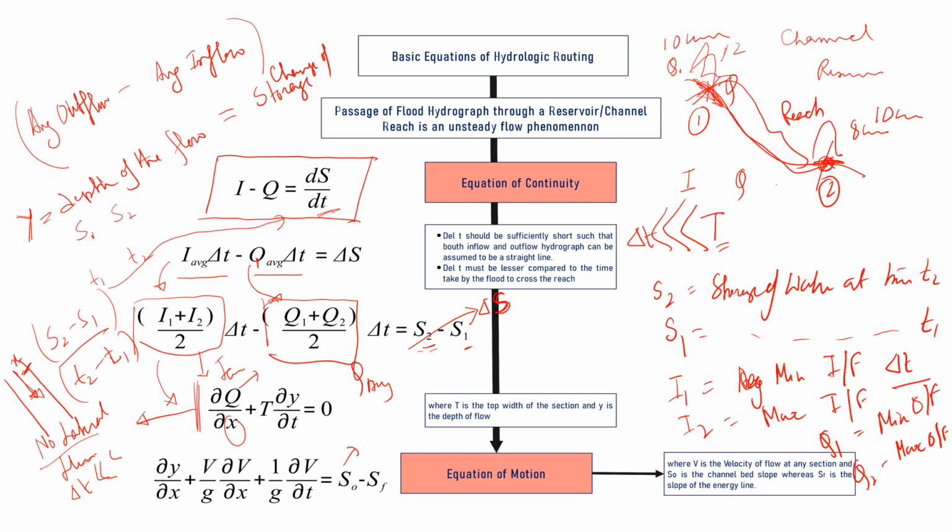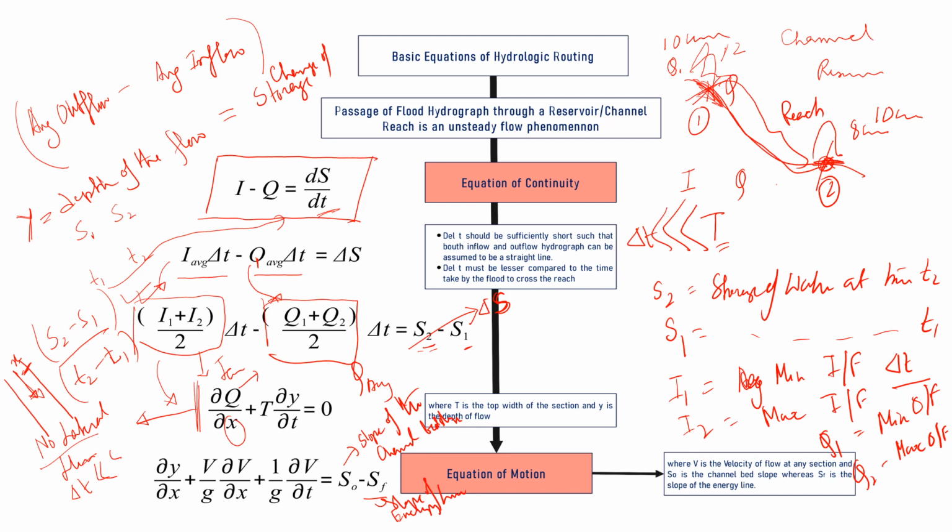Here H2 is the storage at time t2, in this equation, the algebraic form of the continuity equation. But when I am talking about the equation of motion, this slope becomes the channel bed slope. And Sf is the slope of the energy line. So S0 is the slope of the base, and S or Sf is the slope of the energy line.